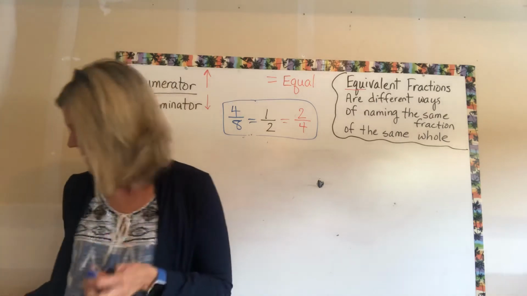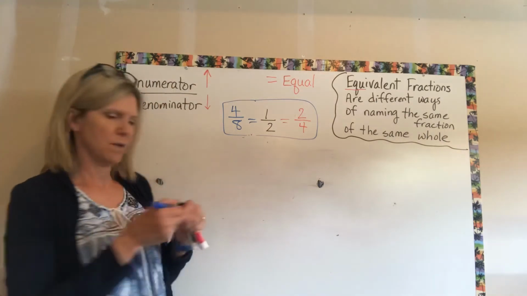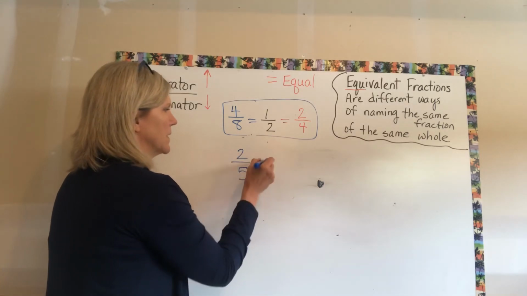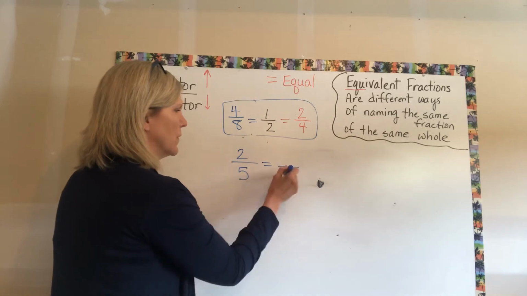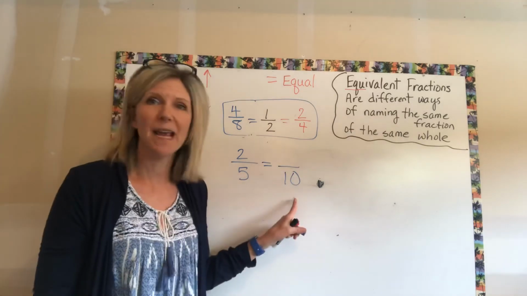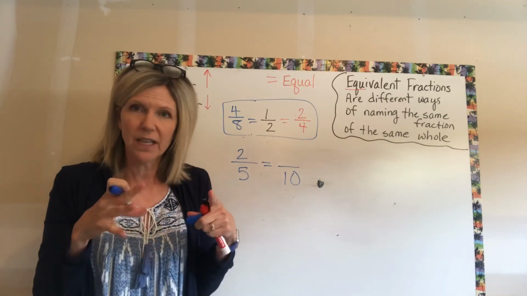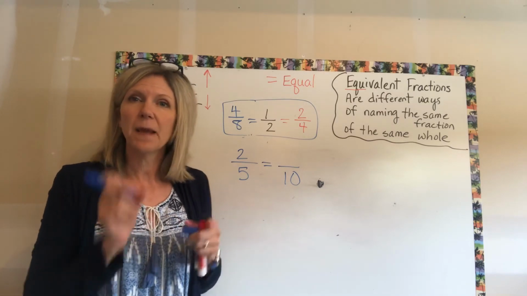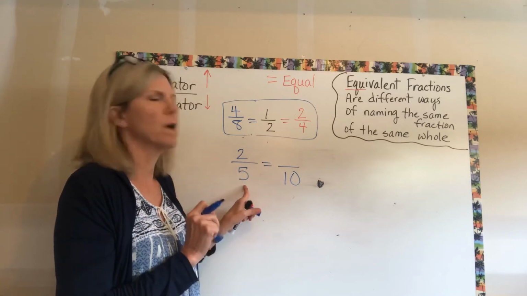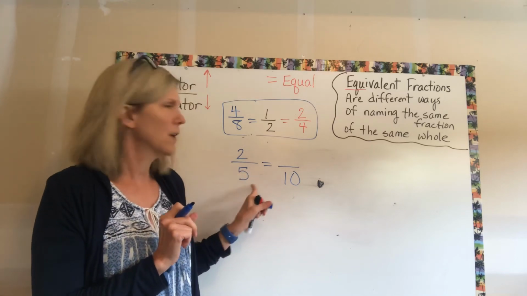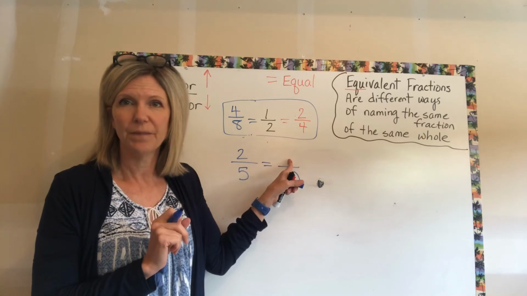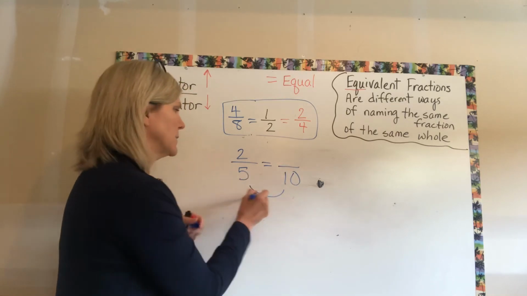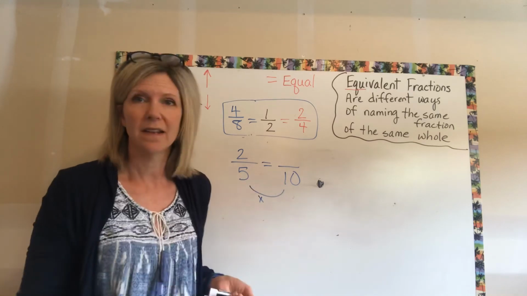Okay. Here's one we haven't done. Let's say we have 2/5. And we want to know what is the equivalent if I have 10 pieces of a cookie. If I have a cookie and it's divided into 10 pieces, how can I give you the same amount if I want to give you 2/5? How many tenths would I give you? Well, let's do our formula. 5 times what, Anna, is 10?